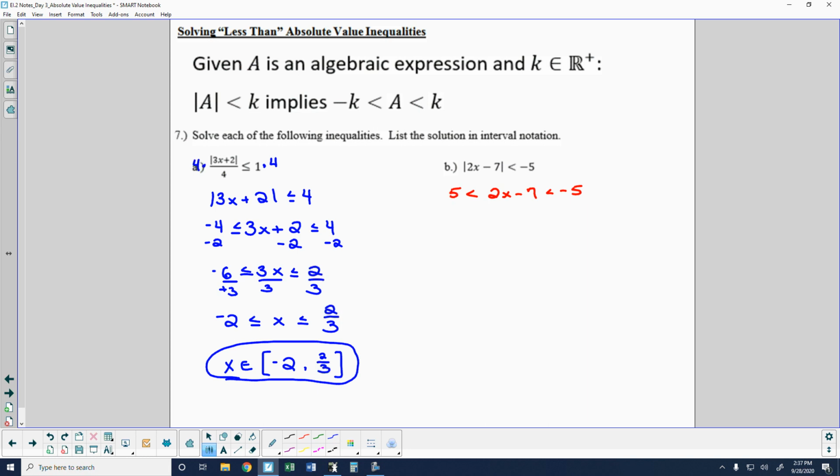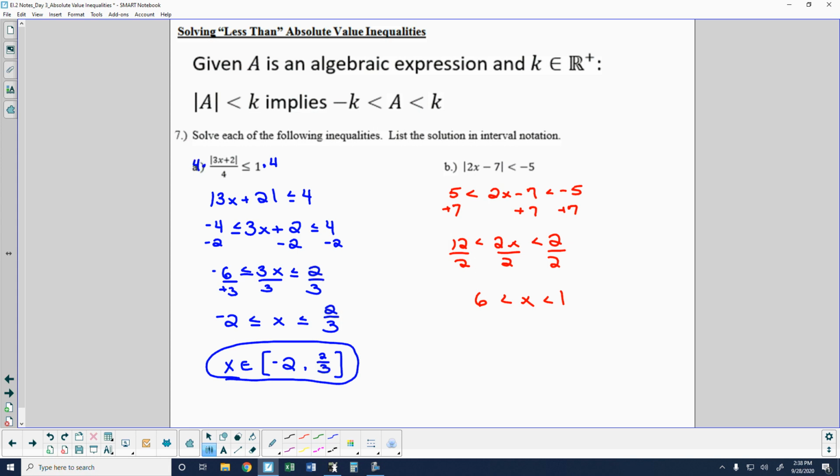Now, we could potentially take a look at this expression and try to work this out. So let's go ahead and work it out. Just for the algebraic work, I'm going to add 7 to all sides, and that's going to give me 12 is less than 2x, which is less than 2. And then I'm going to divide everything by 2. So 6 is less than x, which is less than 1.